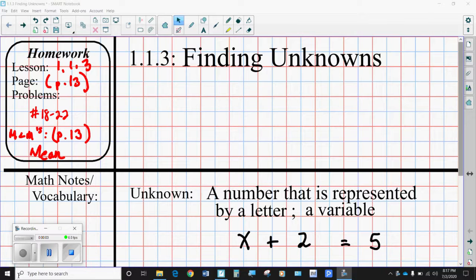Alrighty, let's get started on our lesson. Third lesson of chapter 1 is called Finding Unknowns. And so in this lesson, we are going to review some of what we have learned in the past about how to find unknowns, using some algebraic reasoning, using some reverse thinking.